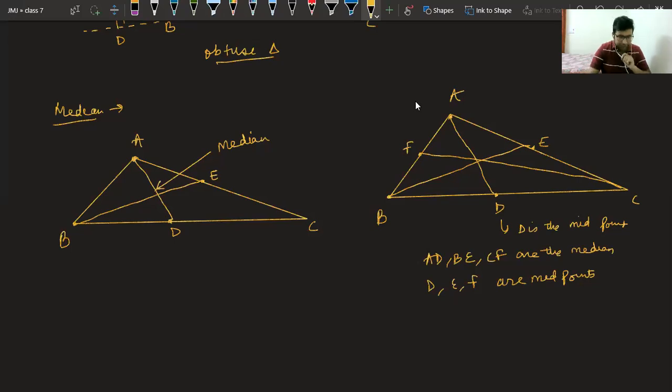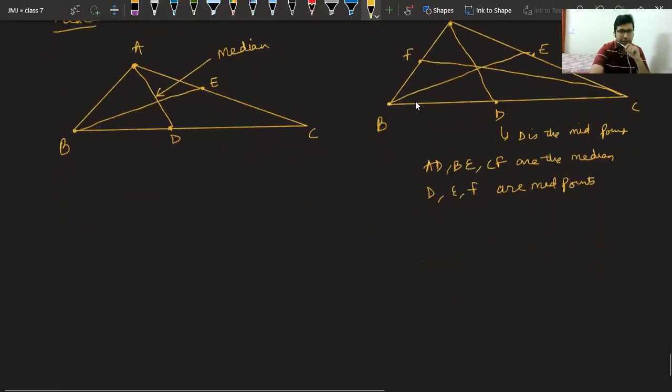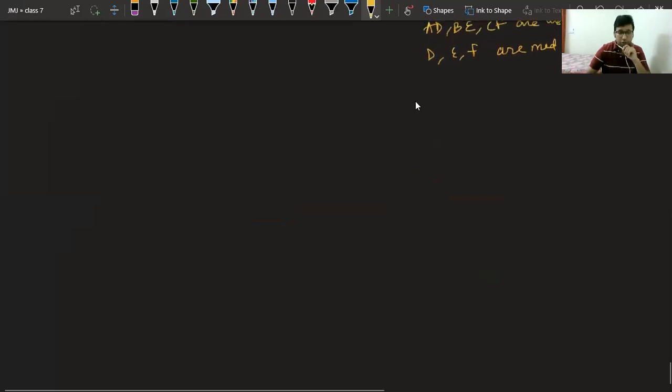Now, let us see the next concept, exterior angles. What do you mean by exterior angles? Class, please give the definition of exterior angles. Okay, before that, I have not done one question.